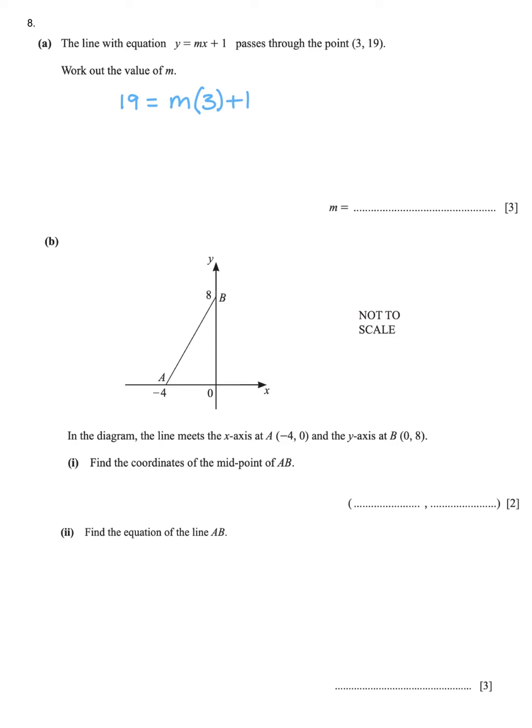So that means that I'm now able to find m, and you can do that on your GDC if you wanted using nsolve, or you can multiply it through and solve it by hand, and that gives you 6.